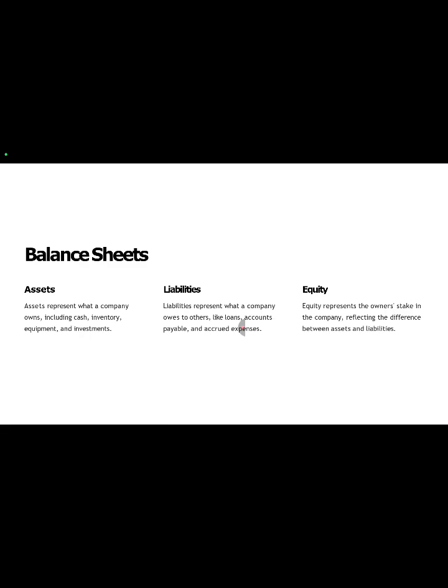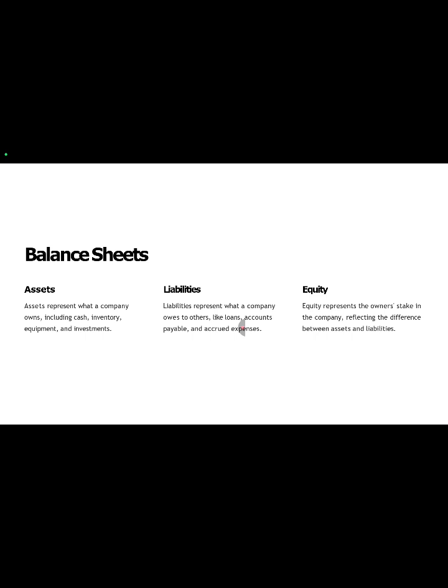What is a balance sheet? First of all, a balance sheet, also known as a statement of financial position, is a financial statement that provides a snapshot of a company's financial condition at a specific point in time. It details the company's assets, liabilities, and shareholders' equity, adhering to the fundamental accounting equation.